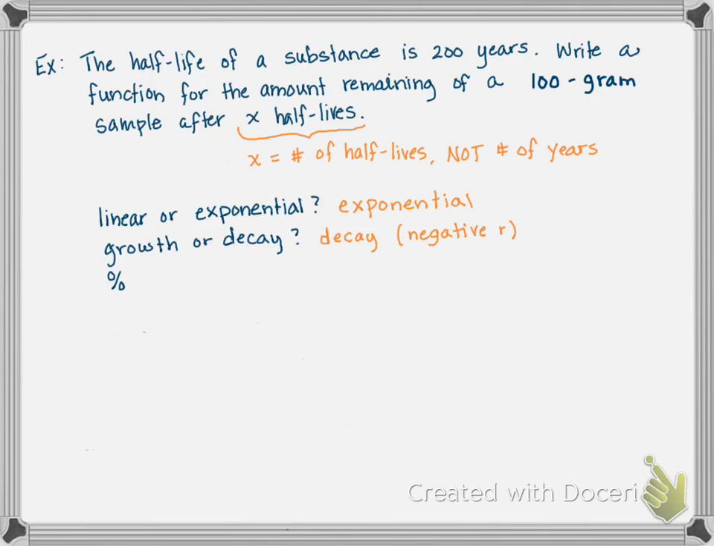So next we want our percent decay rate. The percent decay rate is what we're losing. So what do we lose every 200 years? What percentage of our substance? 50%. Right, half of our substance, or 50%. So R is equal to negative 0.5. Every 200 years, we lose 50%.